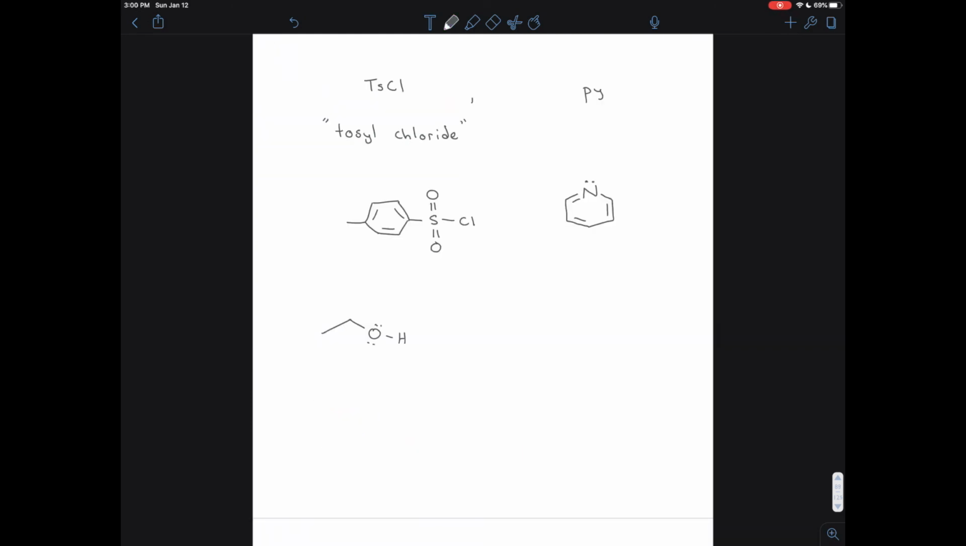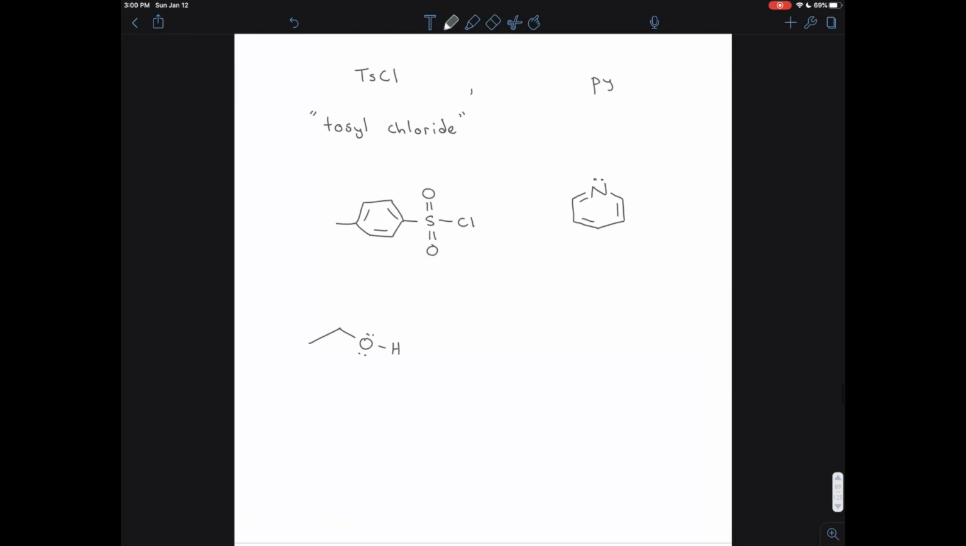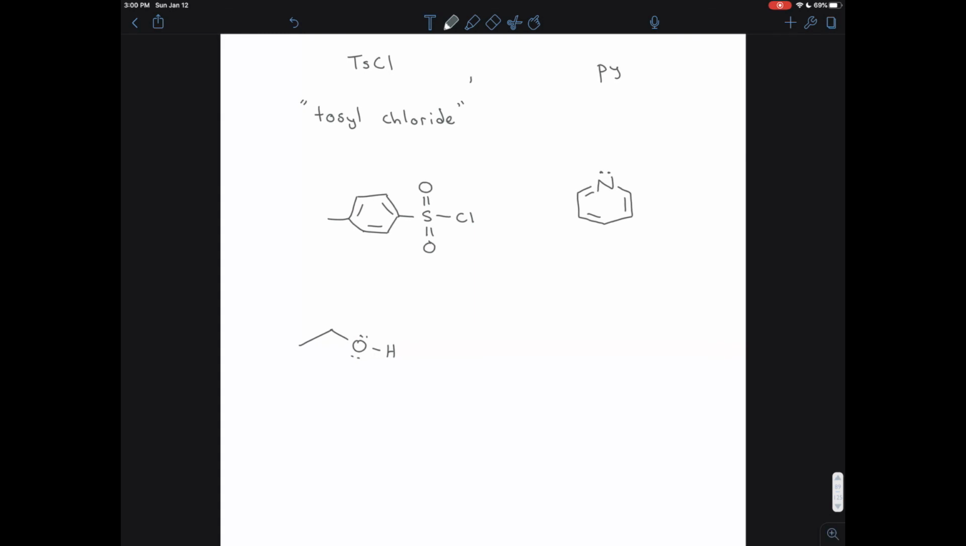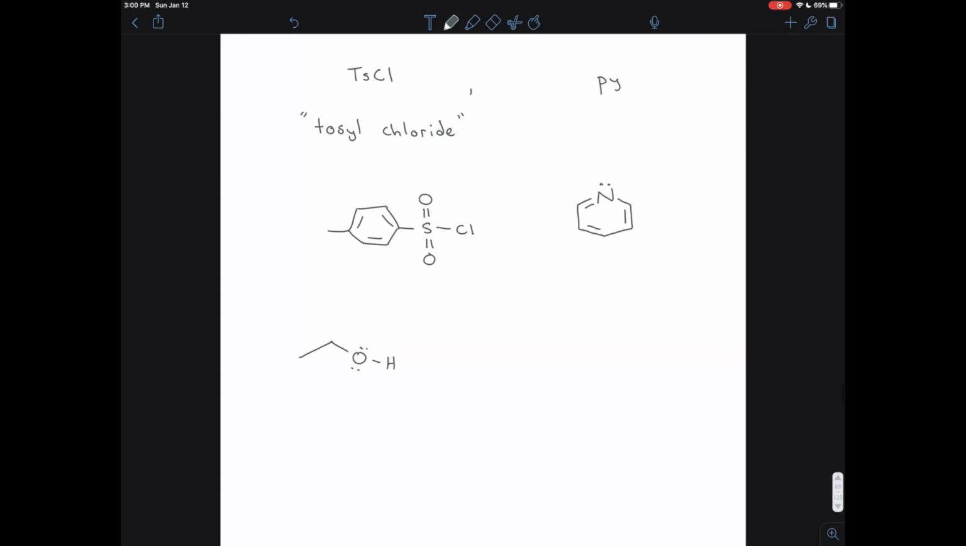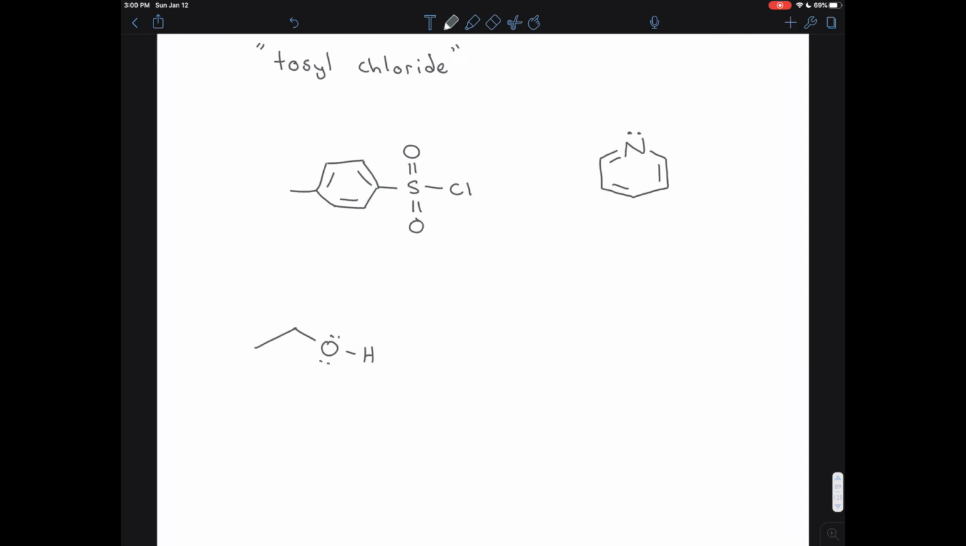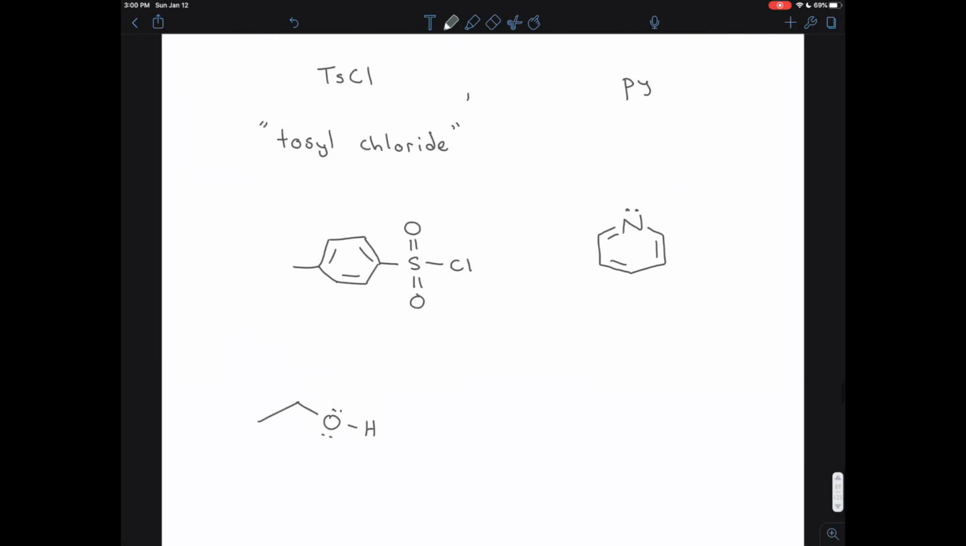Just in case you're interested, I did decide to walk through very quickly the mechanism behind that tosyl chloride, just for your convenience, so that you have it attached to this video. You don't have to search through older videos I made for Organic Chemistry 1. This TsCl is called tosyl chloride. It looks like this molecule here. This whole part is the tosyl, and then of course the chloride.